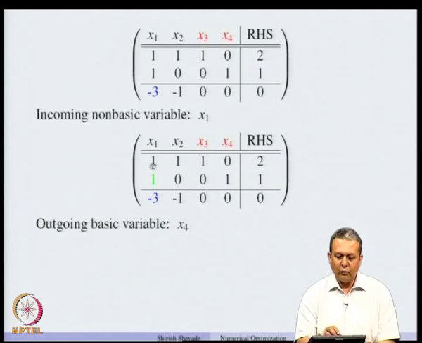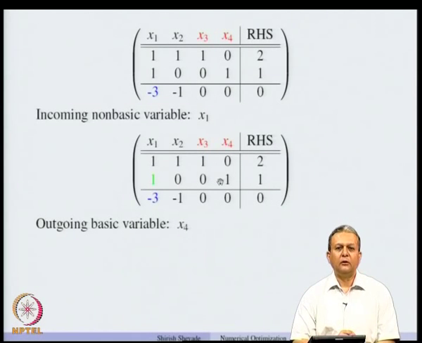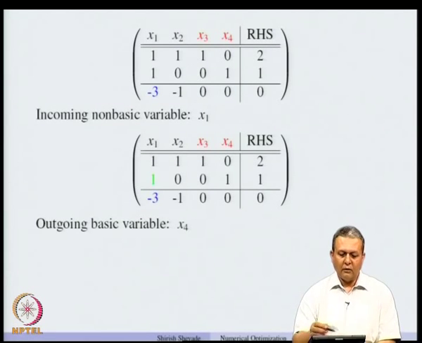So, between the two ratios 2 by 1 and 1 by 1, this ratio is the least, which is shown by green. So, the outgoing variable is corresponding to this row, and this row corresponds to the variable x4. So, x4 becomes an outgoing basic variable. So, we have incoming non-basic variable, which is x1, outgoing basic variable, which is x4.